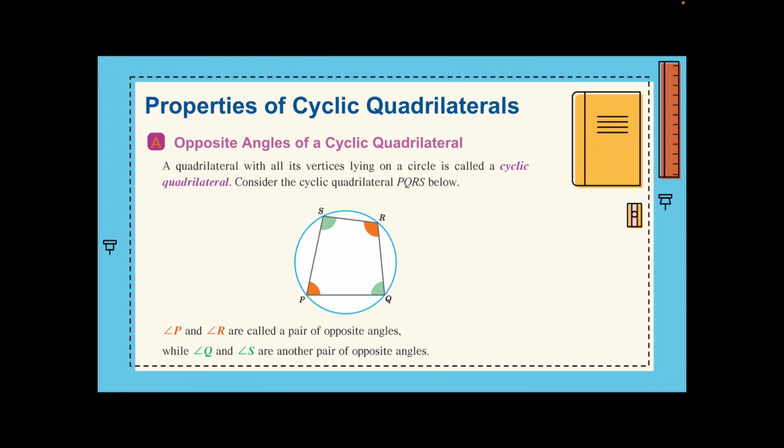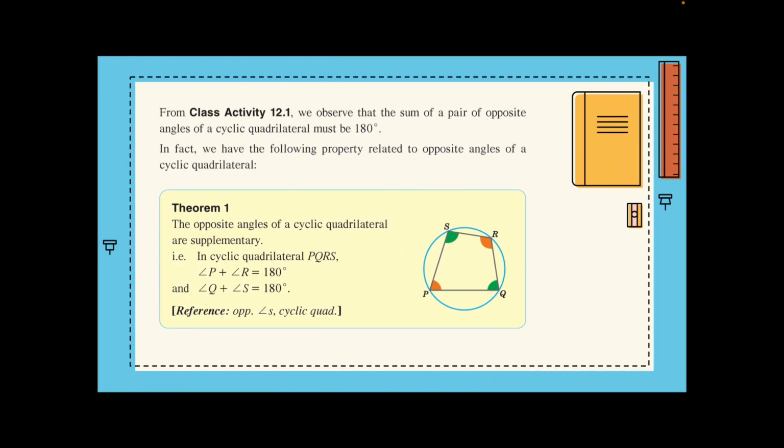A quadrilateral with all the vertices lying on a circle is called a cyclic quadrilateral. So let's look at the angles in this cyclic quadrilateral first. If you've got a textbook, you can turn to page 12.2 and have a look at class activity 12.1. In this class activity, you will have to draw a circle on a piece of paper and select any 4 points on the circle, and then join these points to form a cyclic quadrilateral. Then you cut it out.